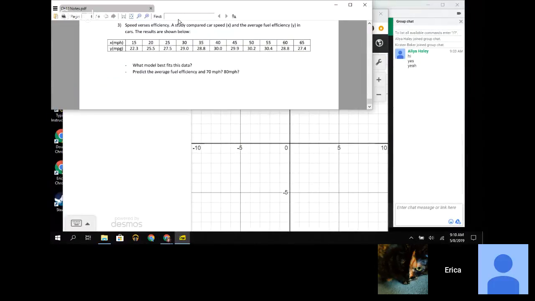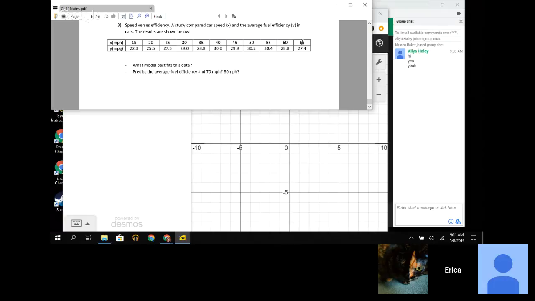Okay, so let's say that we were looking at your car, and we tried to find out what the fuel efficiency was if you were going at certain speeds. So we looked at the fuel efficiency for your car if you're going 15 miles an hour, 20, 25, and all the way up to 65 miles per hour. Okay, so we looked at the fuel efficiency, and here is the data that we got.